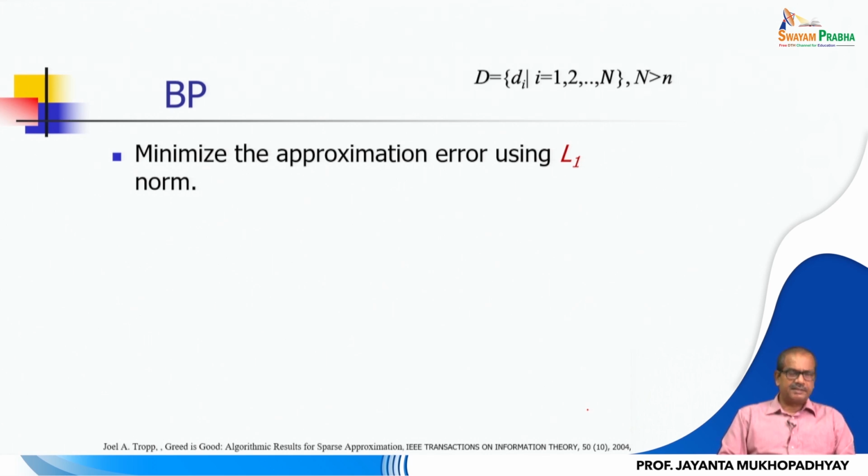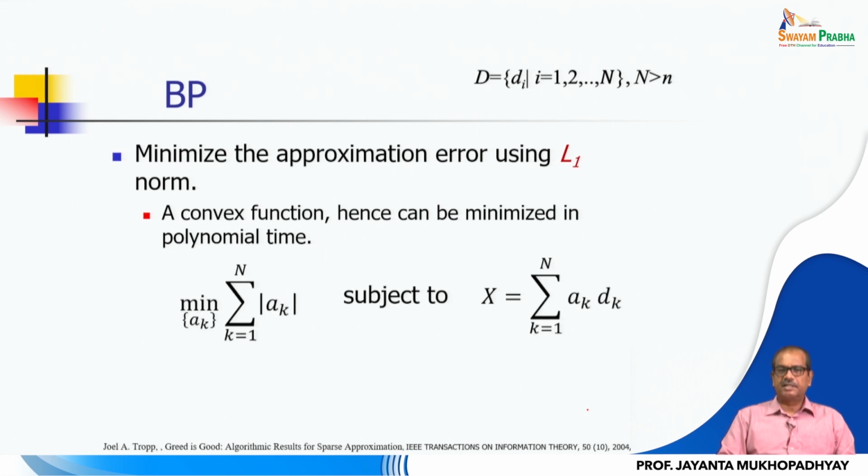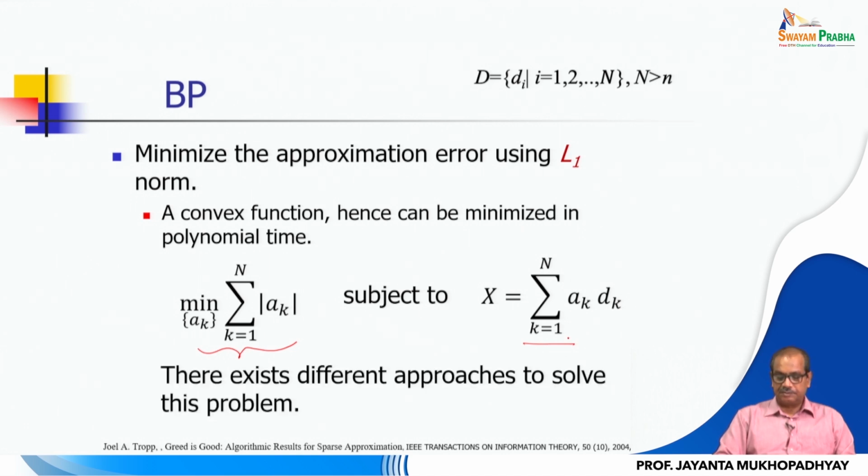For basis pursuit, let us have a very quick overview. As I was mentioning, it minimizes the approximation error using the L1 norm. That is one characteristic. Earlier you considered the L2 norm, here it is the L1 norm, and it can be shown it is a convex function, and hence it can be minimized in polynomial time. So this is the mathematical problem: it tries to minimize the sum of coefficients subject to this representation. There are different approaches to solve this problem, which I am not discussing here.